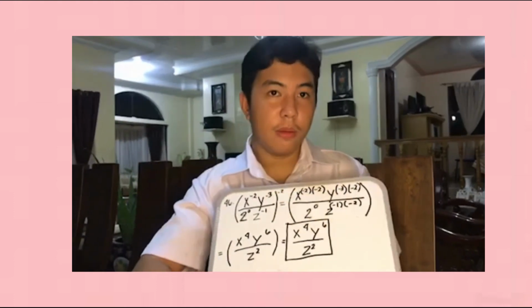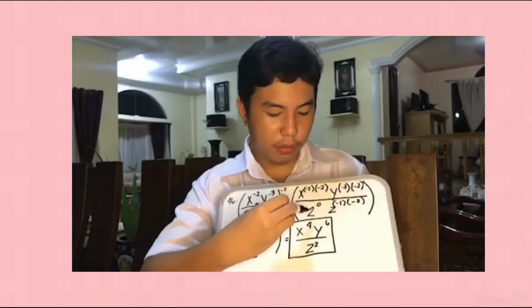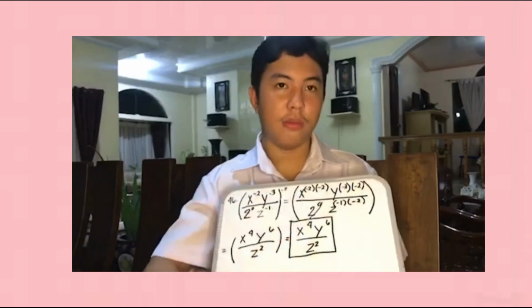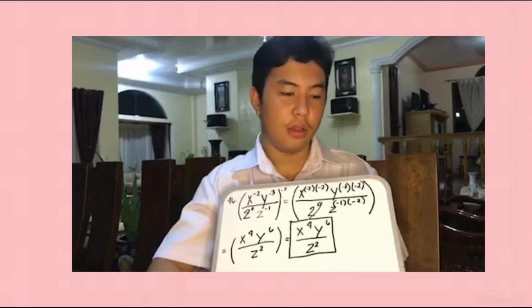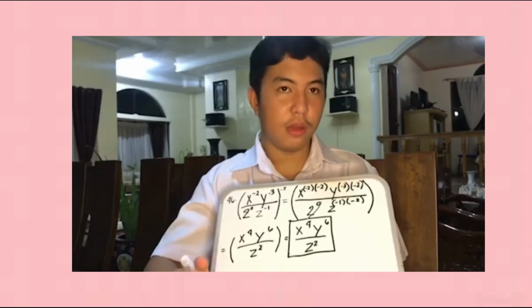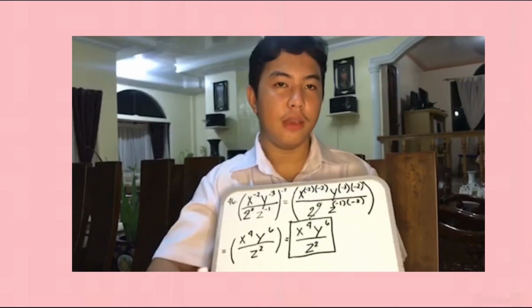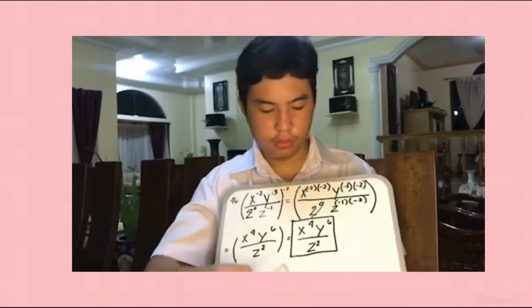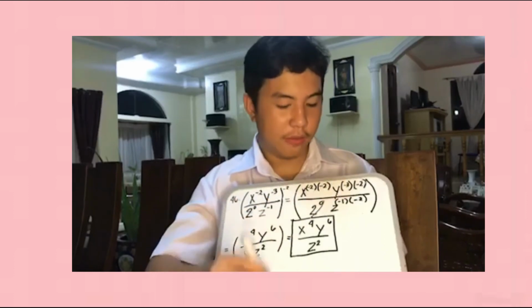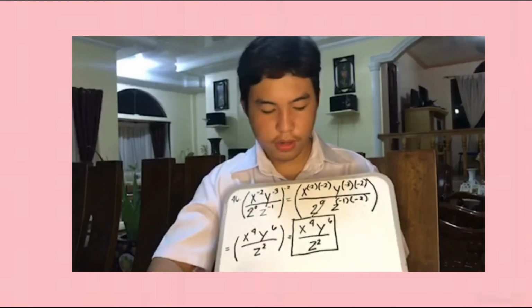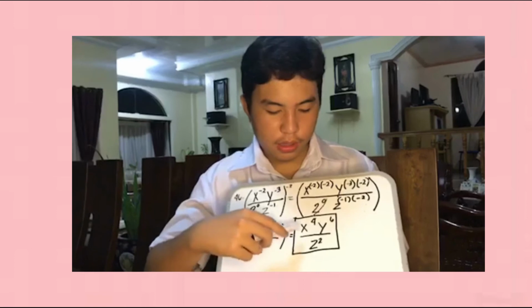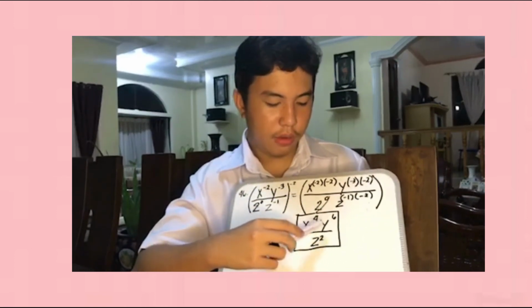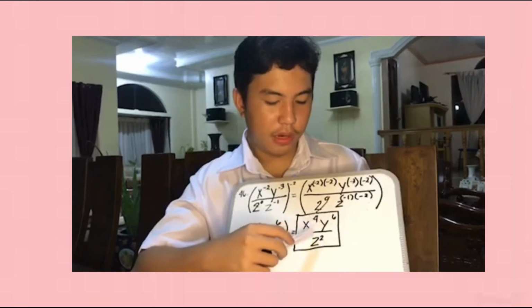So 2 to the power of 0, we must cancel out because it is equal to 1, and if we put 1, it will have the same answer. So 1 is not needed. So we just have to cancel it out. So the final answer is x to the power of 4 y to the power of 6 over z squared.